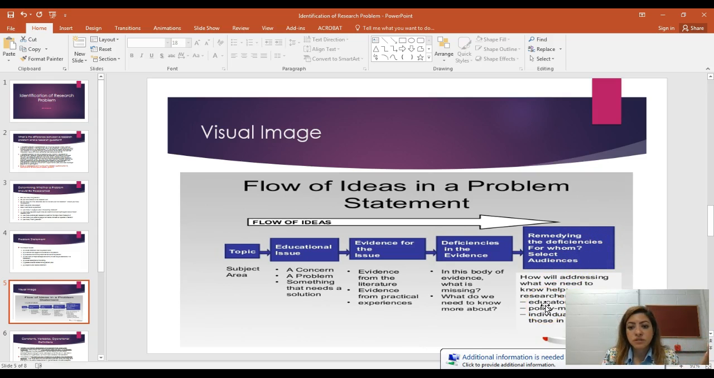who are the audiences? Who are you actually looking to target this research for? Are they teachers, policymakers, practitioners? Who are you talking to? Who is it going to benefit, basically?